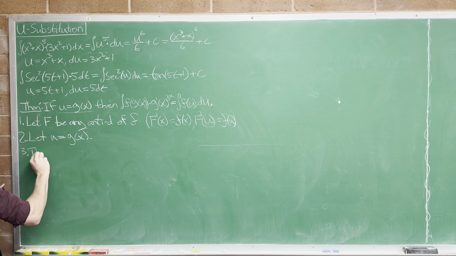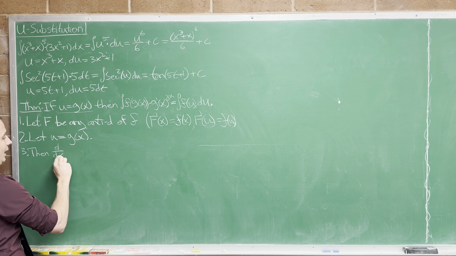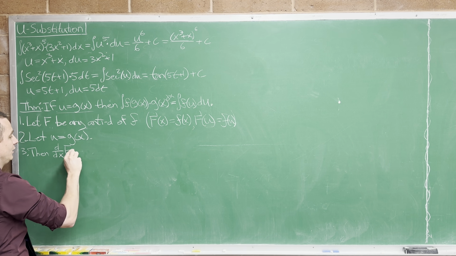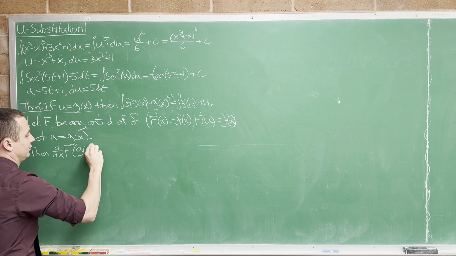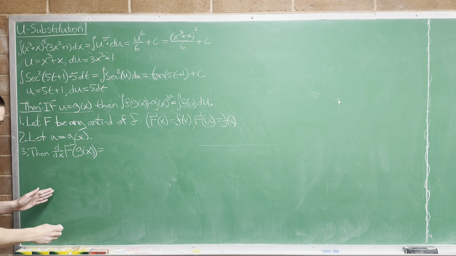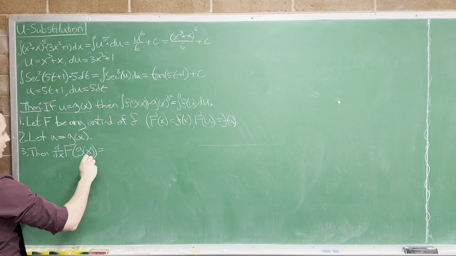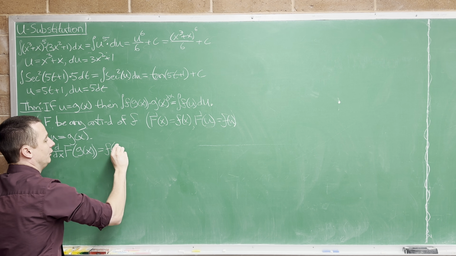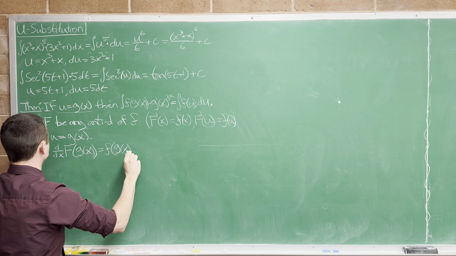3. Then, what is the derivative with respect to x of big F of g of x equal to? Just using our chain rule, it's the derivative of the outside times the derivative of the inside. What is the derivative of big F? Little f. Just little f. So it's just going to be little f of g of x times g prime of x.